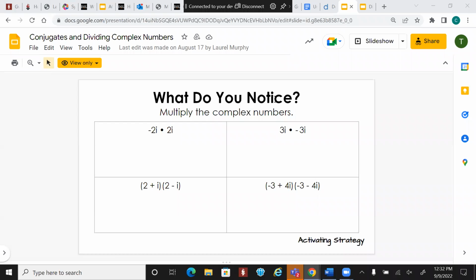If you miss something on Wednesday, it's okay, because we're literally going back over that kind of stuff. On this first one, we're going to multiply -2 times 2, and that gives us -4. I times I gives us I squared. We learned last week that I squared equals -1. So anytime you see an I squared, you're just going to substitute in a -1. What's -4 times -1? +4.